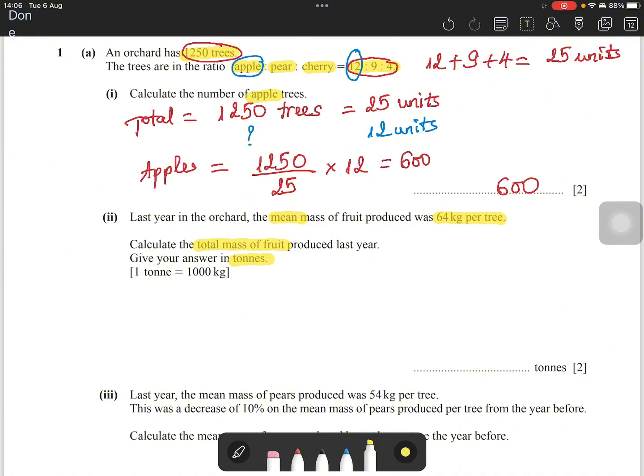So, last year, there were 1,250 trees, and each tree can produce 64 kilograms of fruit. So this is the total mass of the fruit, but the answer is in kilograms. And then, if you want to convert from kilogram to ton, you have to divide it by 1,000. So the answer for this is 80 tons.